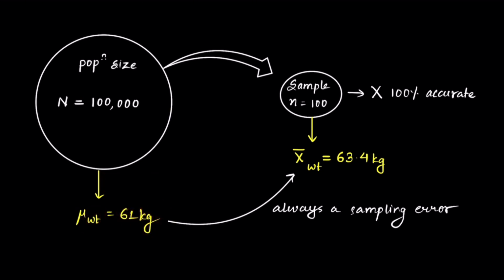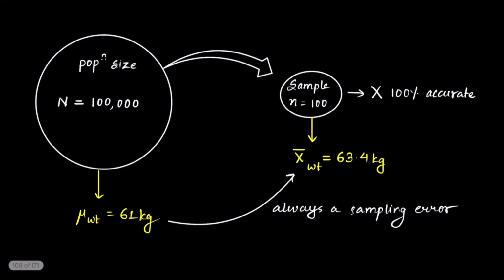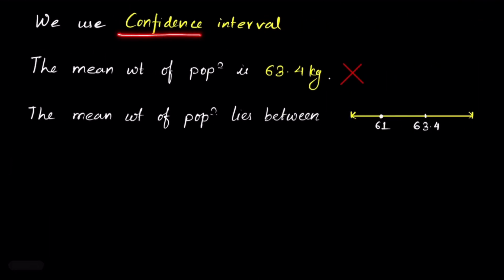So you can see that the mean weight of the sample that the surveyor calculated is different from the mean weight of the population. That means the sample is not 100% accurate. The sample is not 100% representative of the population. This is what we call a sampling error. While studying a sample, there is always a sampling error. And that is why, while mentioning any statistic that is representing a population, instead of directly mentioning the statistic, we use something called a confidence interval.